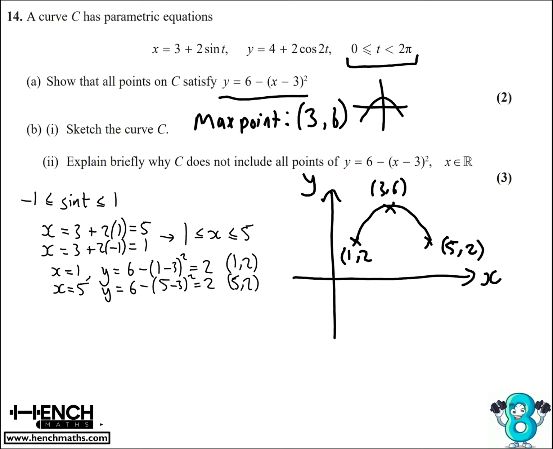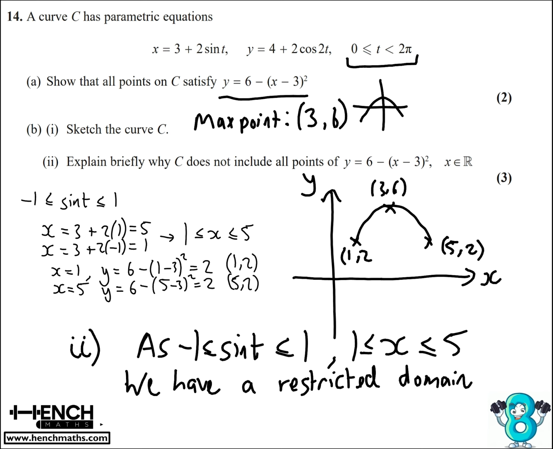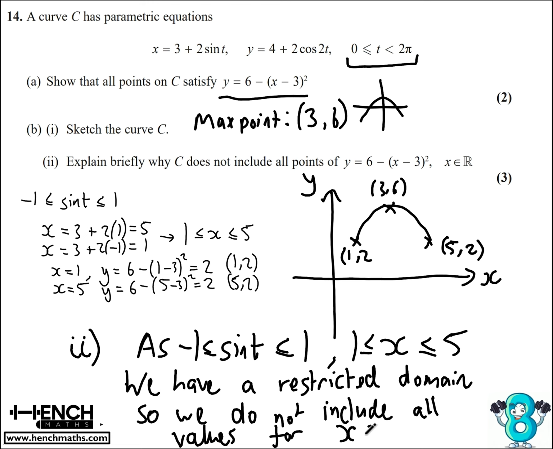So for part II, we just need to explain what we kind of already have. As sine t is going to be between 1 and negative 1, x will therefore be between 5 and 1. We have a restricted domain, you could say. So we do not include all values for x in the set of real numbers.